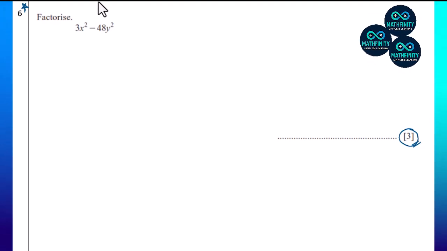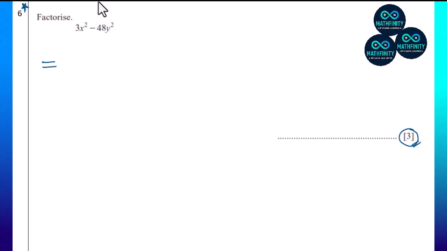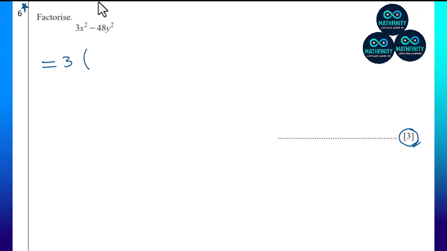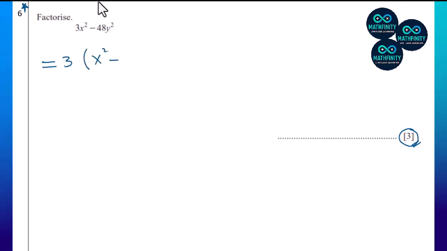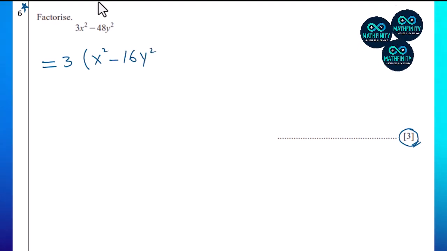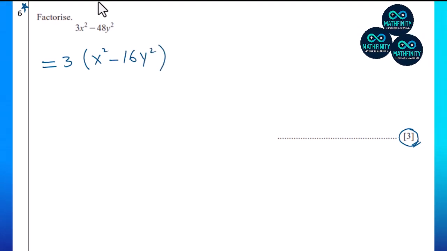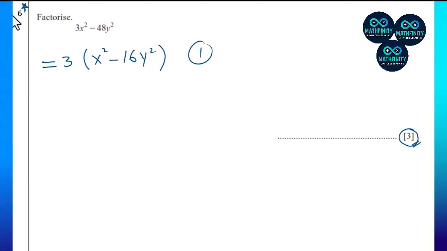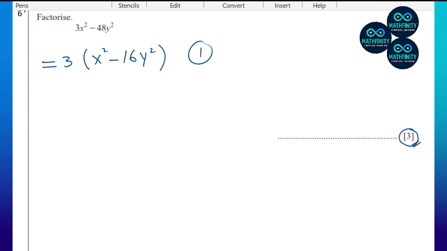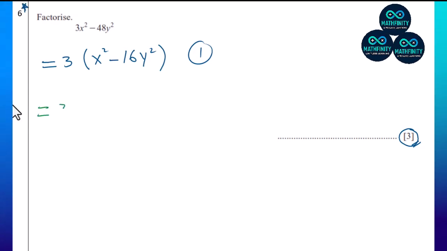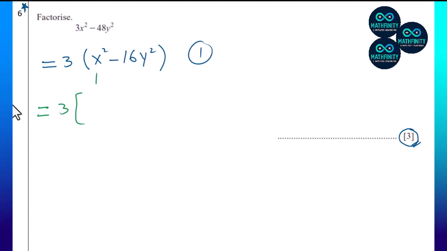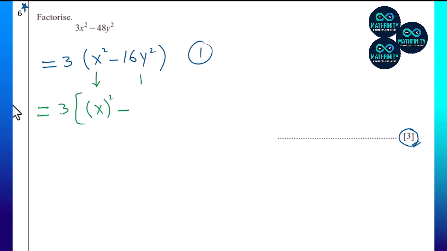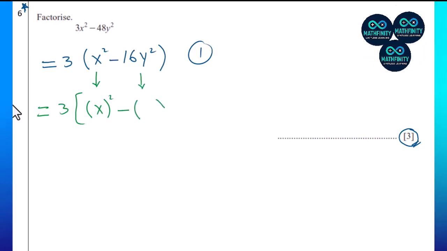In this question, what number is common between 3 and 48? 48 and 3 are divisible, yes. So we can take 3 common. What is left inside? x square minus 16y square. If you take only the number common, up to here, you will get 1 mark. For the remaining 2 marks you have to make the squares of these two terms. x square we can close in the bracket, minus 16y square.